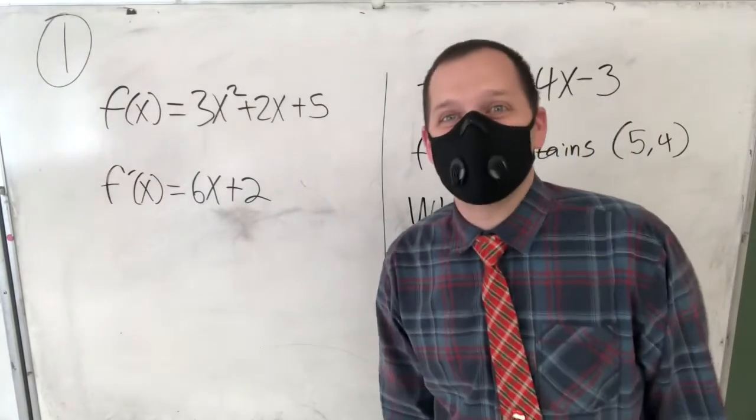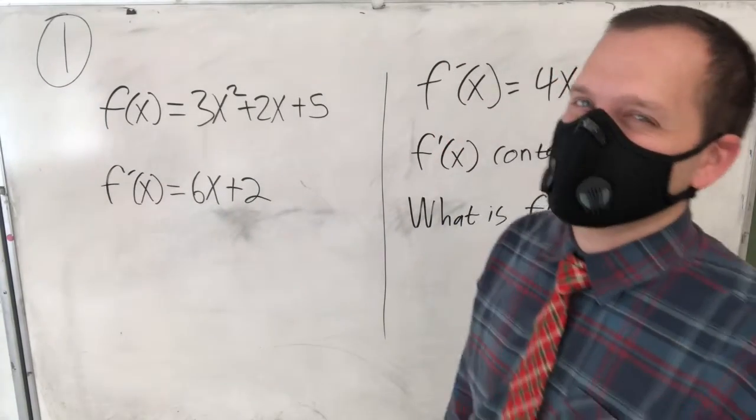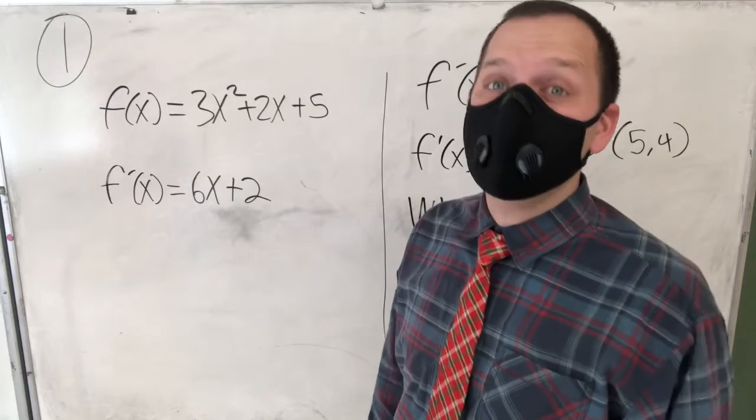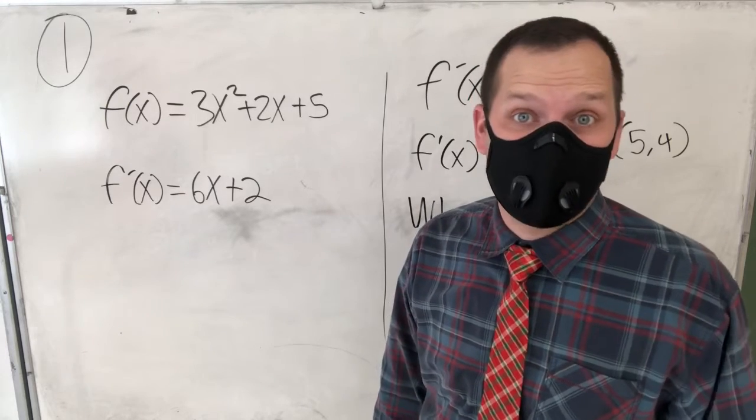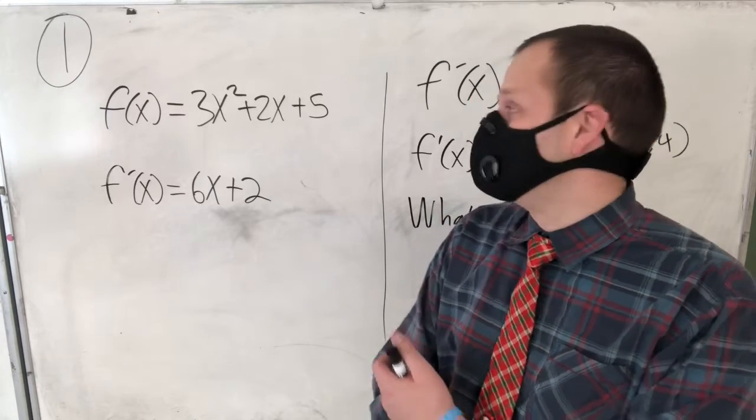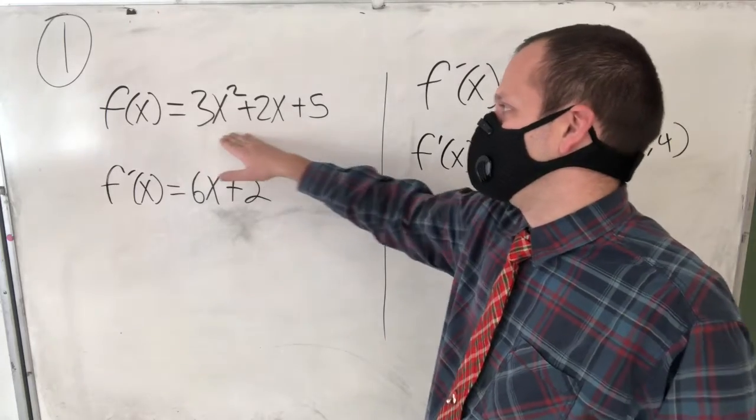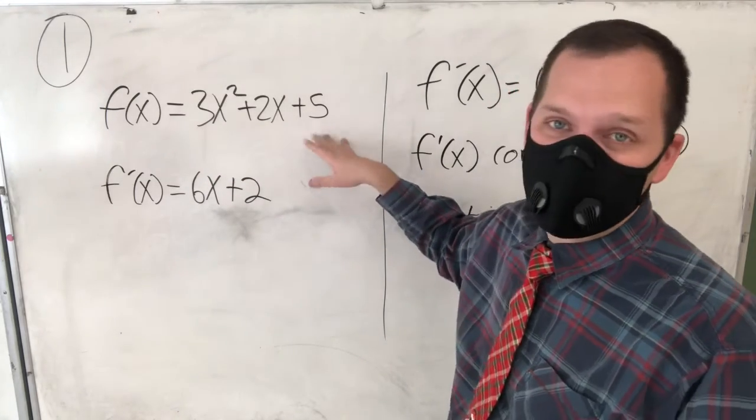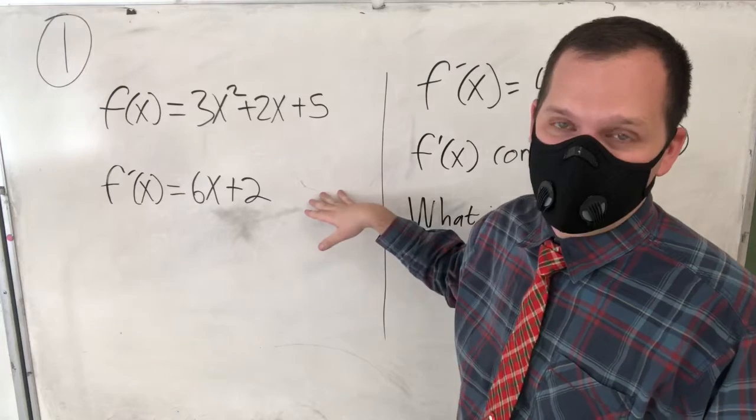Hey everybody, welcome back. So today we're going to talk a little bit more about integrating, but finding the exact equation that we integrated into. So here we've got an equation, let's say 3x squared plus 2x plus 5. If we take the derivative, we get 6x plus 2.